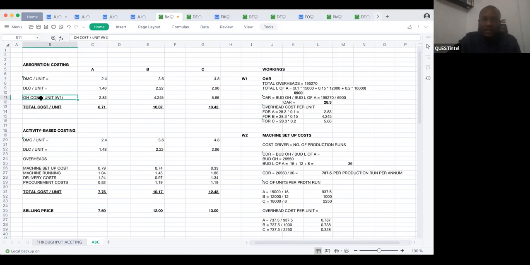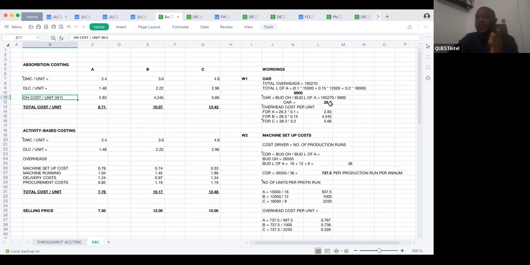And then our overhead absorption rate, we calculated from working one, which was our total overheads. We added the total to get 195,270. And then our level of activity, since they asked us to use direct labor hours, our direct labor hour per unit multiplied by the number of units for products A, B, and C, and we got 6,900 as the total. Then our overhead absorption rate was our budgeted overheads, 195,270, divided by our total level of activity.